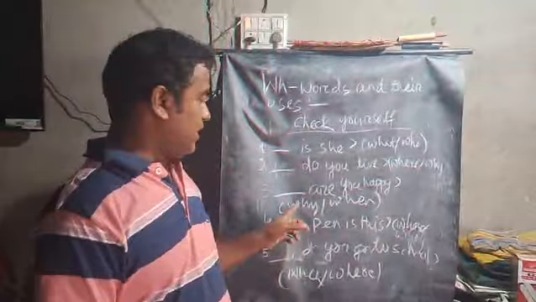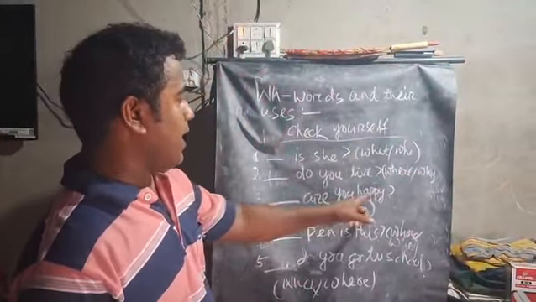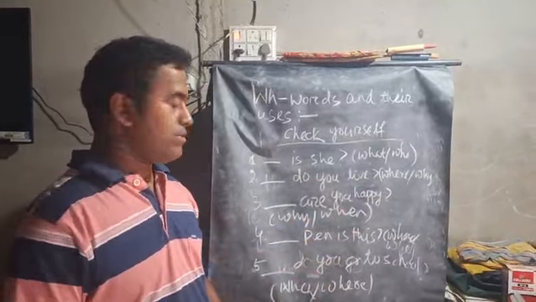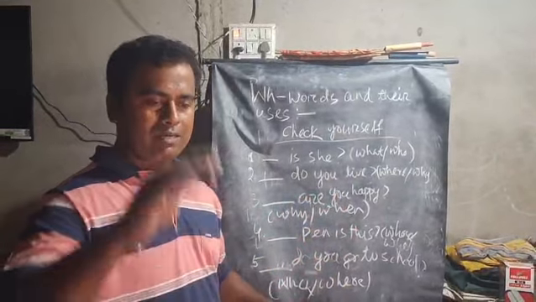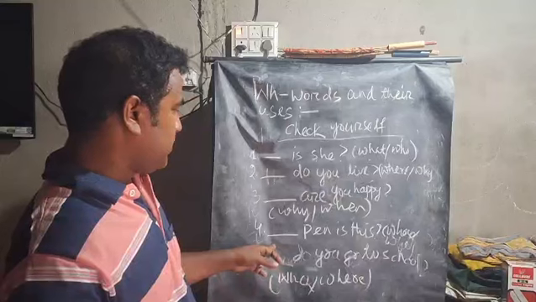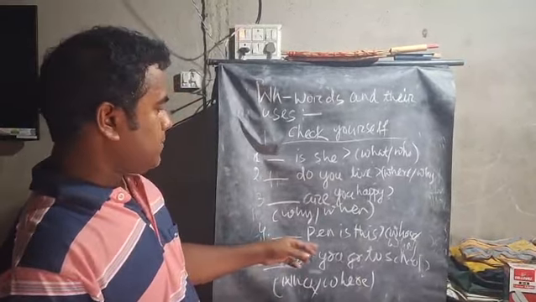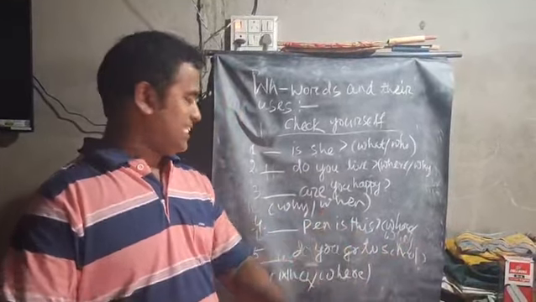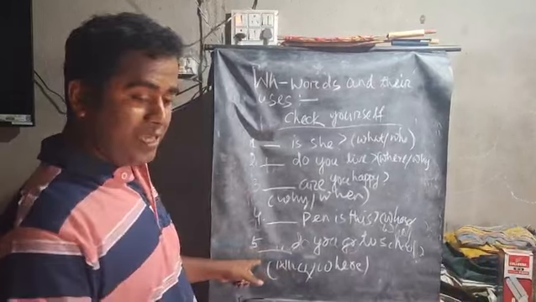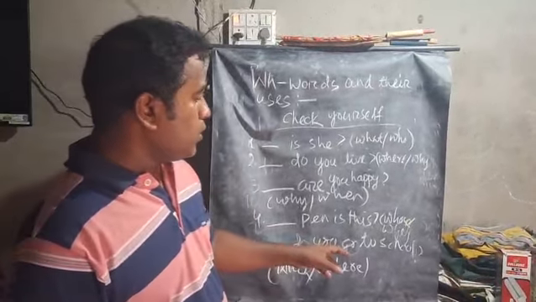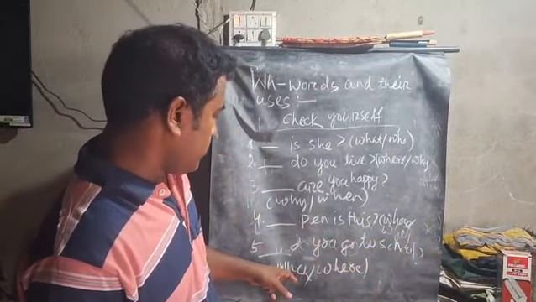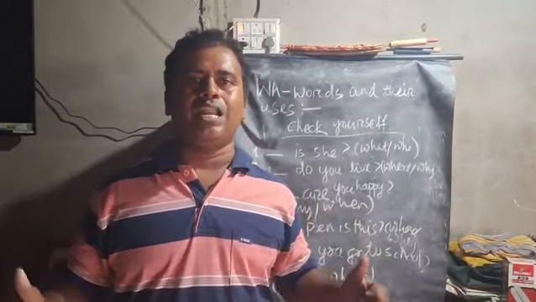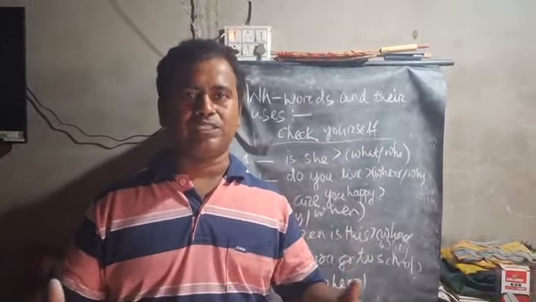Sit down. Viplava, you stand up and say this are you happy? Who, why and when? Choose the correct alternative. Why are you happy? Good. Now sit down, Viplav. Then last, Omyo, stand up and say this pen is this. Whose or who? Good. Whose pen is this? The last one, Kavya, you stand up and say this do you go to school? When, where? When do you go to school? Good. So this is all about the WH words and their uses. Thank you, class.